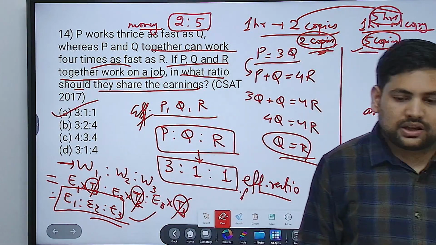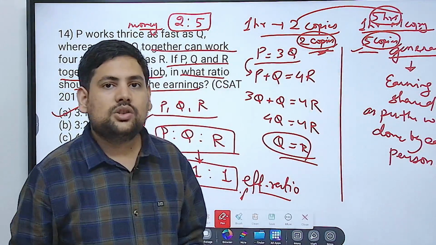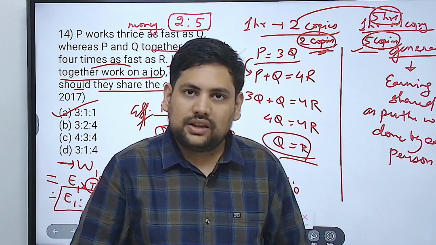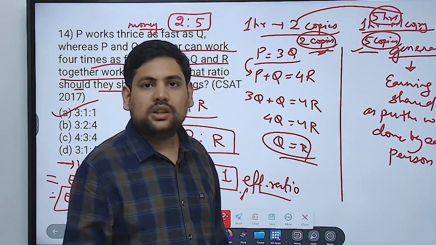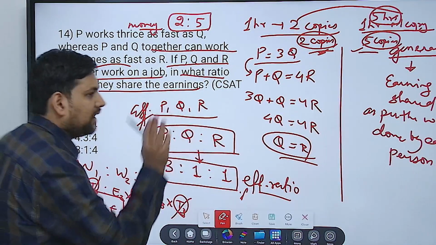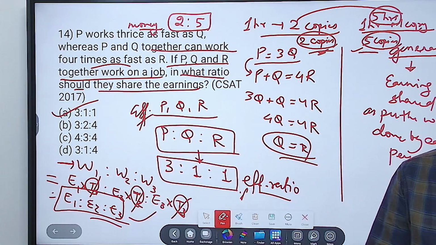But be careful that if, let's say, the question said that P and Q worked for 2 days and R worked only for 1 day, then it won't be in the ratio of efficiency. It has to be in the ratio of work. Here, because they were working for the same time, it became equal to the efficiency ratio. This difference you should understand.